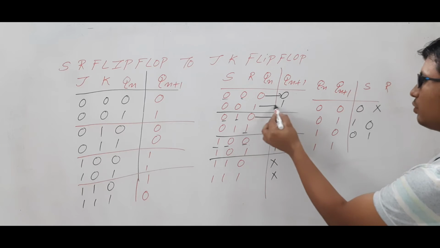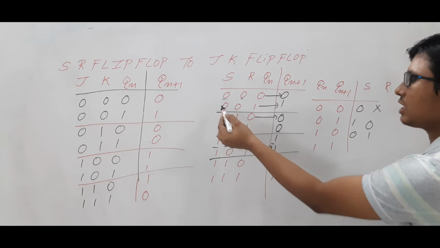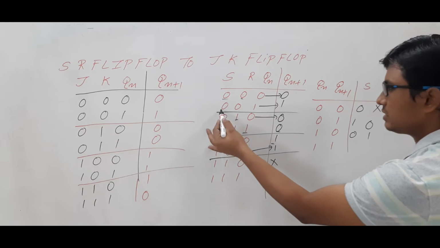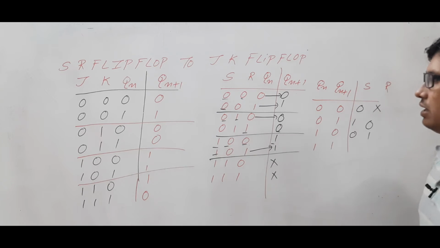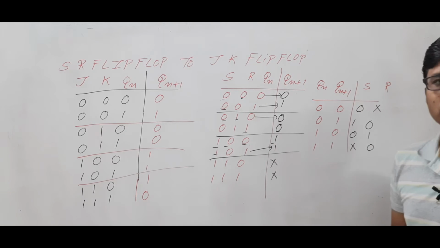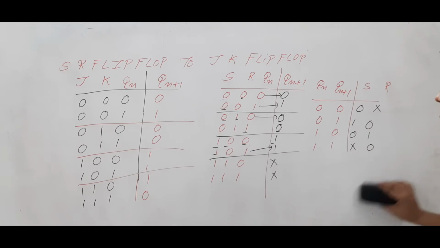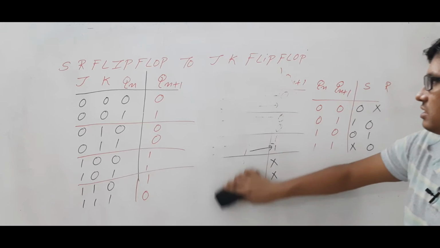Similarly, if it is 1 and 1, this is 1 and 1, this is another 1 and 1. What is the corresponding S and R value? S value is 0 and 1, R value is 0. So R value is 0, S value is don't care, means it can be either 0 or 1. So we got the excitation table of the SR flip-flop.